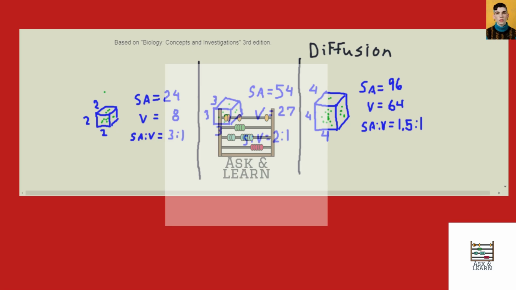And so diffusion works best in structures, cells, and organs where you have a higher surface area to volume ratio. And fortunately, life has kind of solved this problem by other means, such as facilitated diffusion and active transport. But conceptually, this is why diffusion works best when the surface area to volume ratio is large.